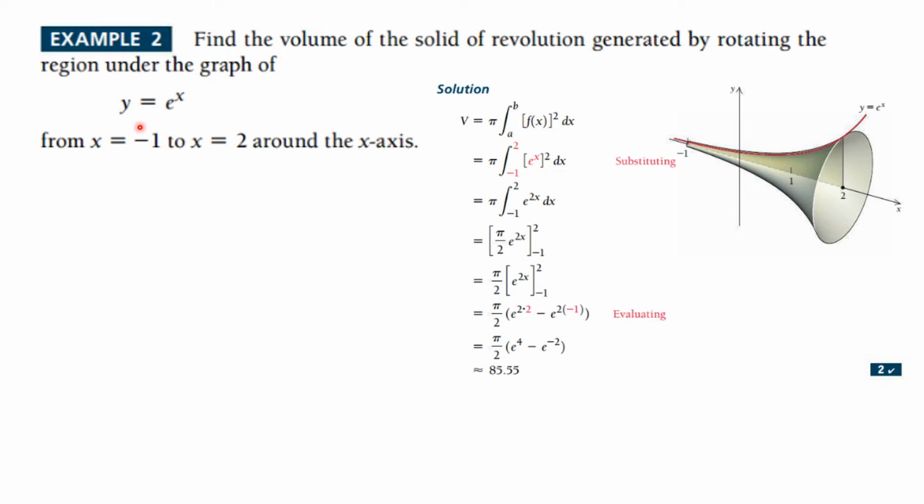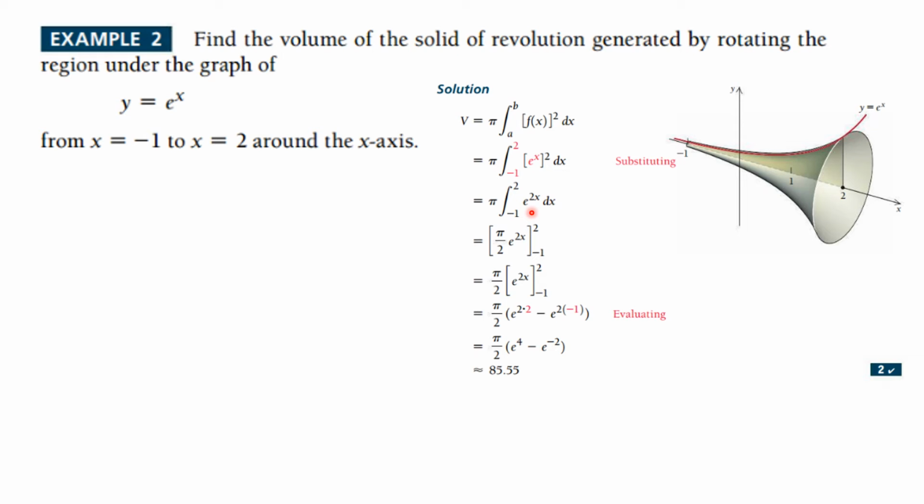And we're finding that under the graph of y equal e to the x from x equal -1, which is way over here, to x equal 2. Okay, so by our theorem we know that the volume is equal to pi, the definite integral from a to b, f of x whole squared dx. Now this is e to the x, and we're going from -1 to 2. And e to the x whole squared is e to the 2x.